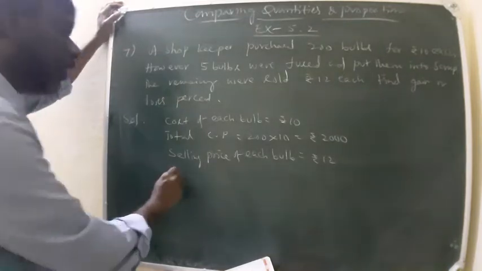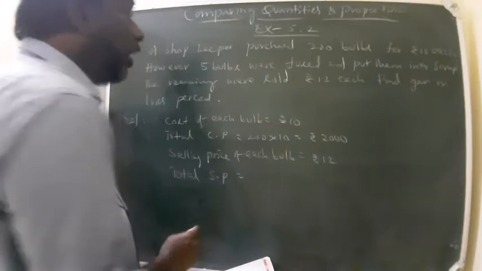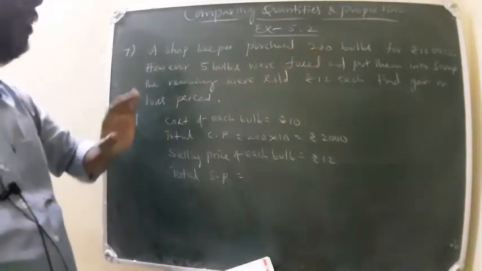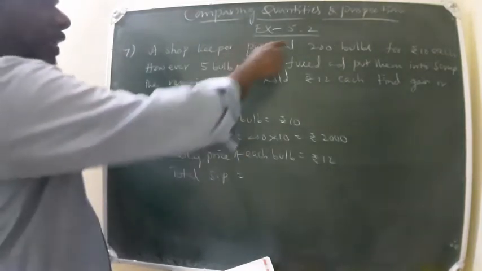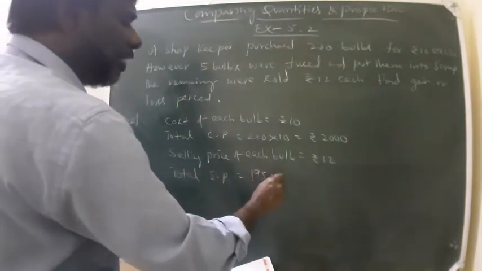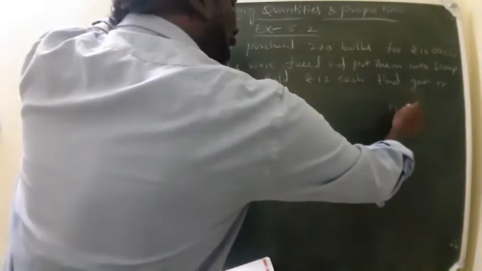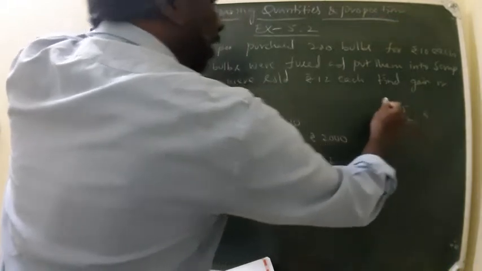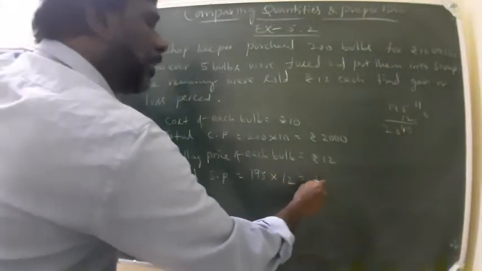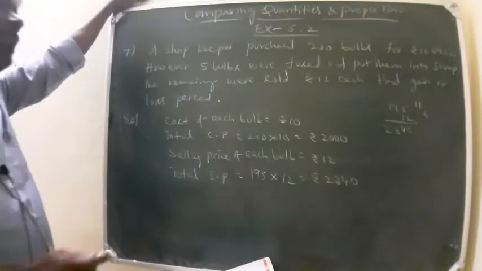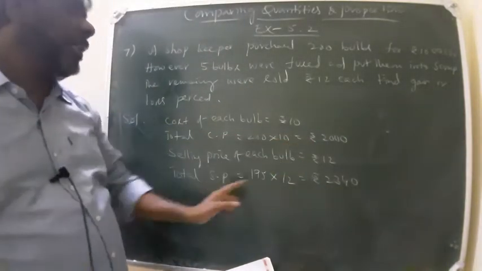So total selling price you want to find. How many bulbs are there? Actually 200. In that 5 bulbs are fused and not working, so you have to remove that. 200 minus 5, 195, into each bulb is sold for 12 rupees. That is 195 into 12, rupees 2340. So total CP is 2000, total SP is 2340.